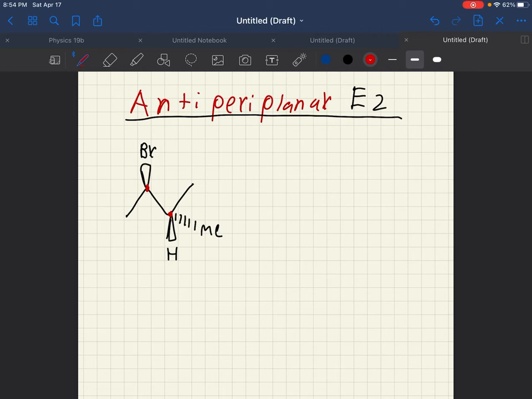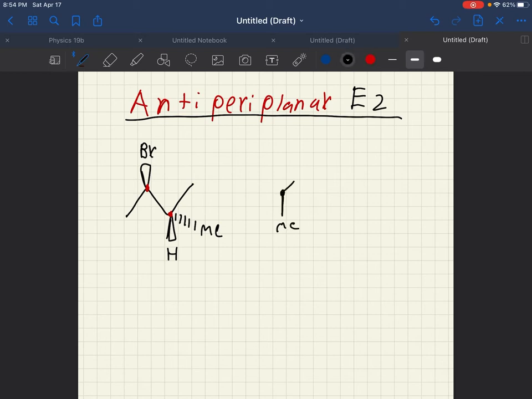You can ignore this rule for E1. This doesn't happen in E1. Like I stated before, E1 eliminations always prefer the most stable alkene. E2 prefers the most stable alkene, but it can't always form it. E1 will always form it. So let's take a look at this. Let's rotate the bonds real quick.